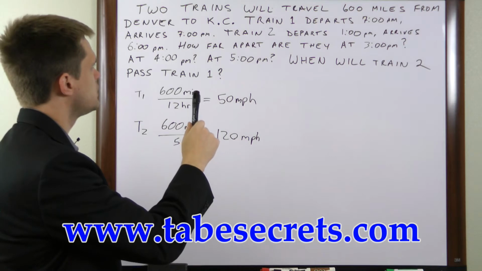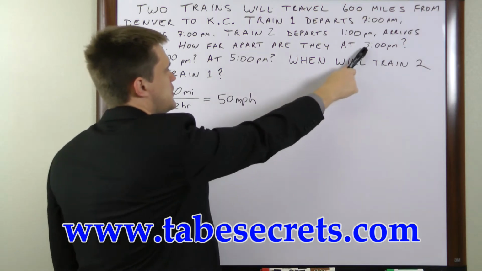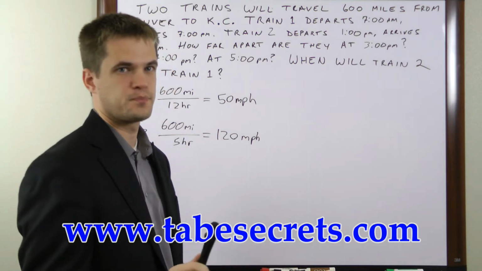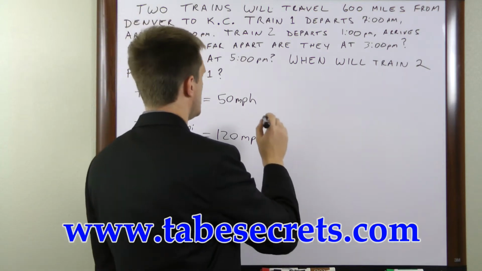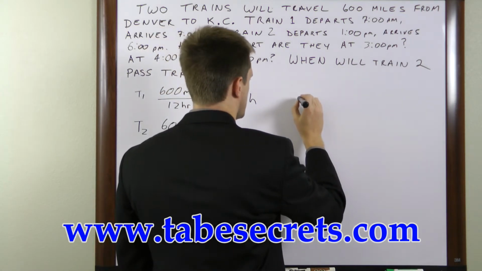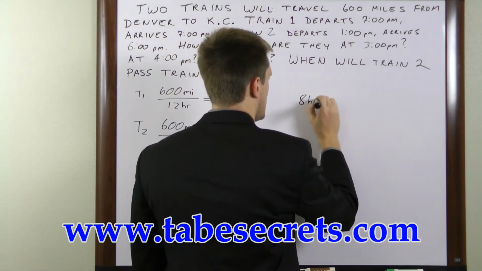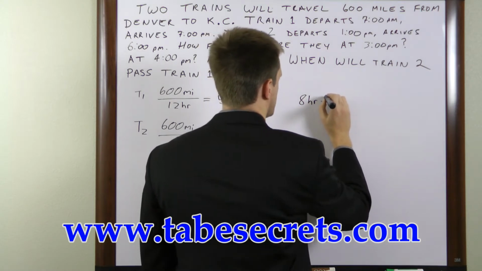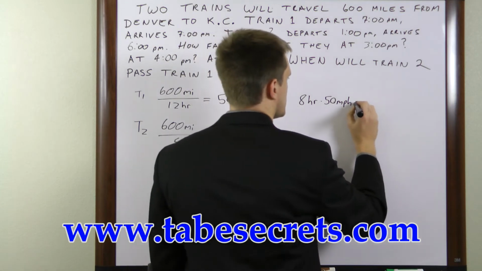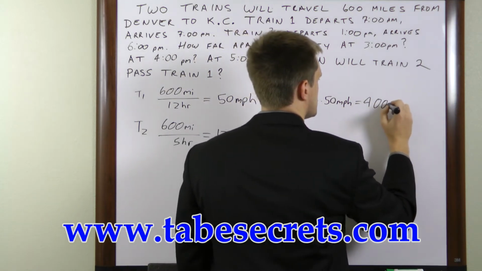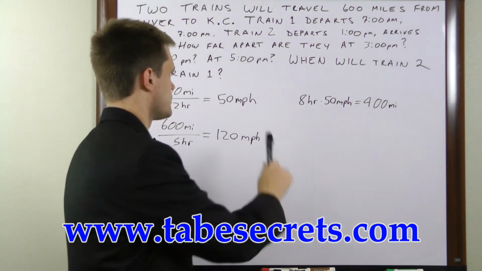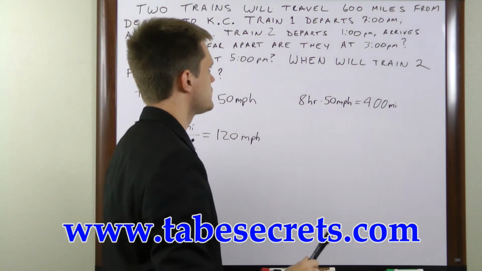So train 1 at 3 p.m. has been traveling for 8 hours. So train 1's position at 3 p.m. is going to be 8 hours times 50 miles per hour, or 400 miles to the east of Denver. So train 1 has traveled 400 miles.